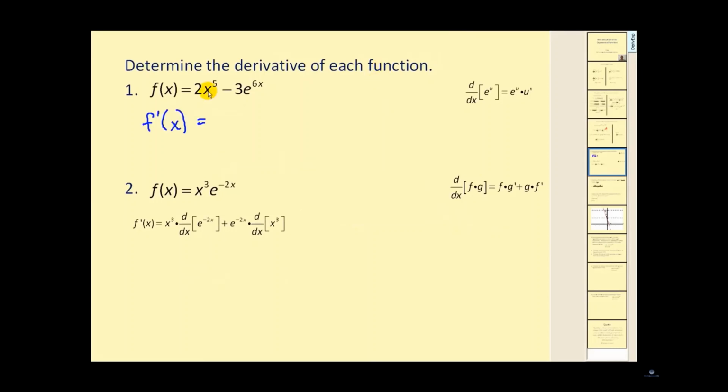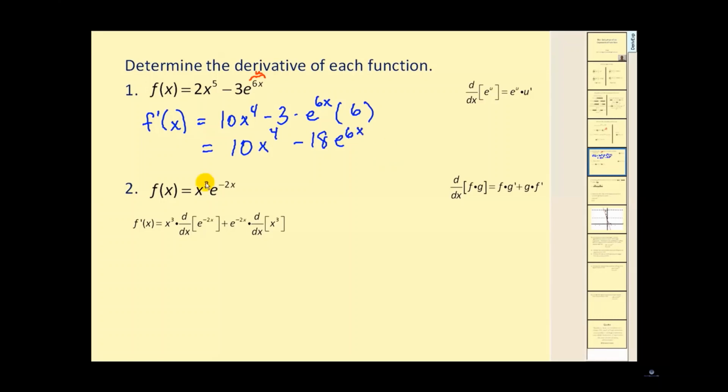So to find the derivative of this function, we are going to need this derivative formula, e to the u times u prime, where our value of u is equal to 6x. So first we have the derivative of this term, which would be 10x to the 4th minus 3 times, here's our formula, e to the u times u prime. That would be e to the power of 6x times u prime, the derivative of 6x would be 6. We can clean this up to 10x to the 4th minus 18e to the power of 6x.